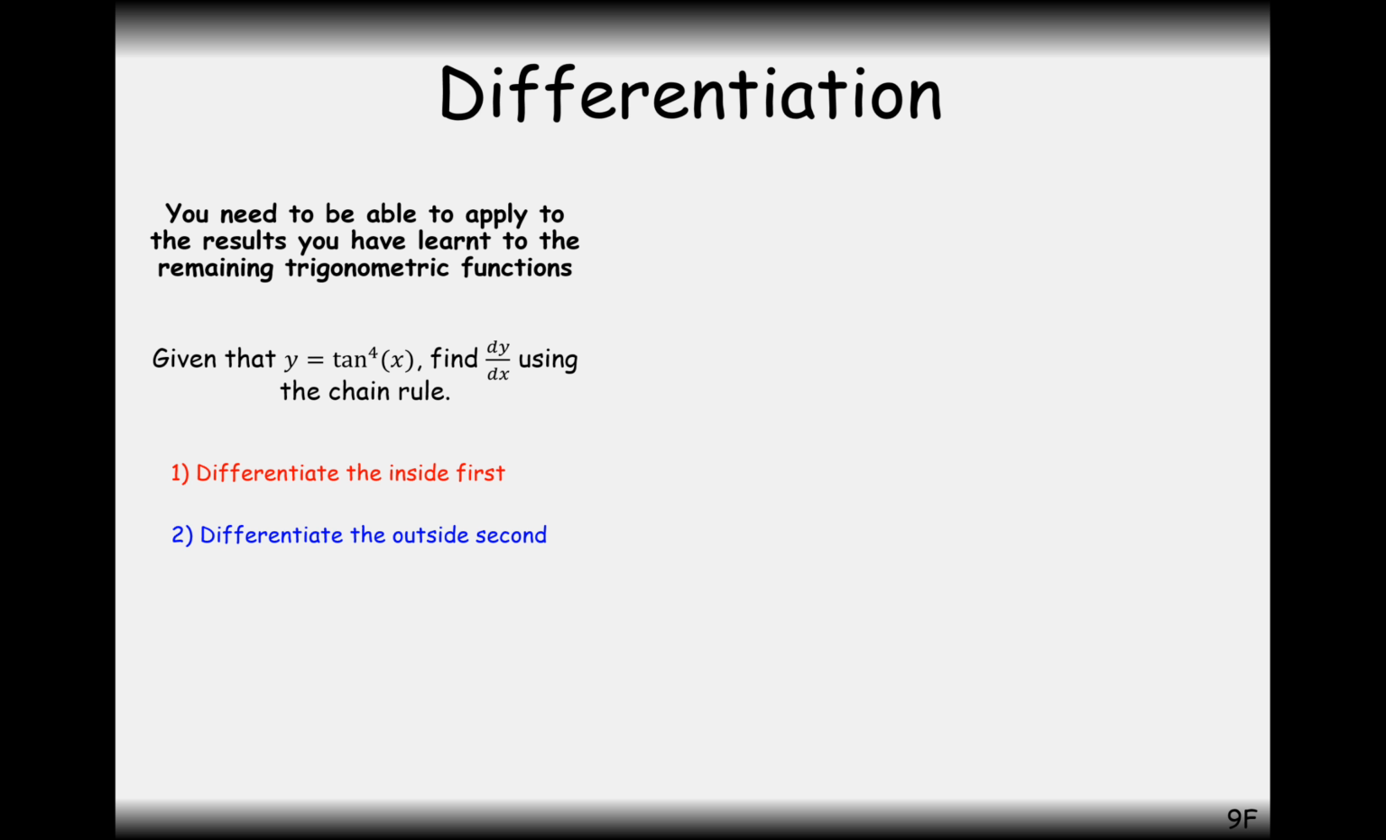Okay, this question here, given that y equals tan to the 4x, find dy by dx using the chain rule. And just a reminder of what the chain rule does. The way we work out the derivative using the chain rule is we differentiate the inside function first, and then we differentiate the outside function second. So what is the inside function in this case? Well, let's think of tan to the 4x as tan x all to the power of 4. So we can clearly see here that the inside function is tan, and the outside function is the power of 4.